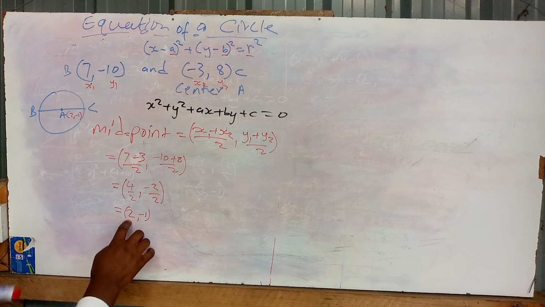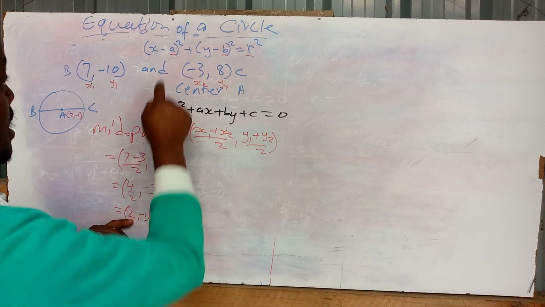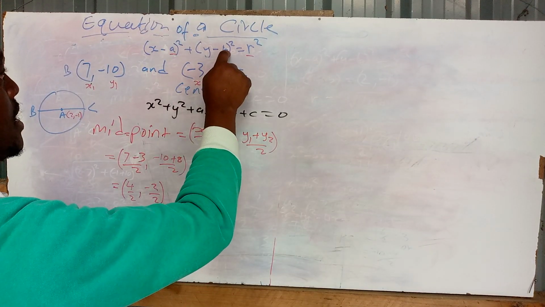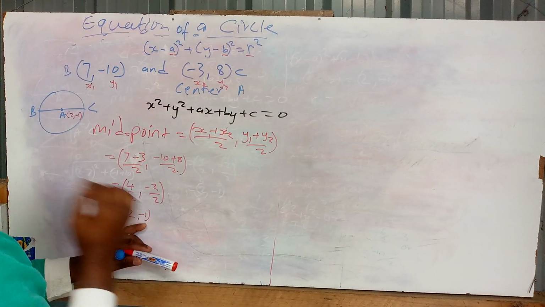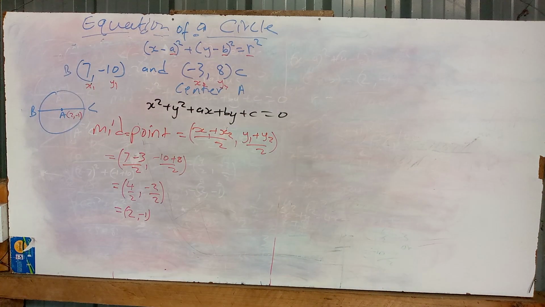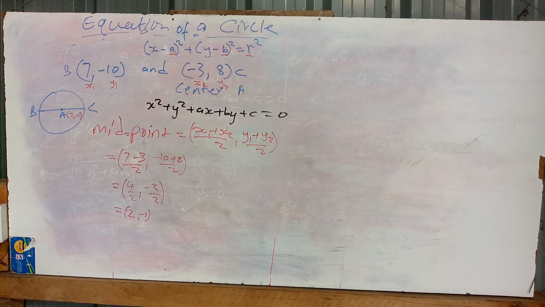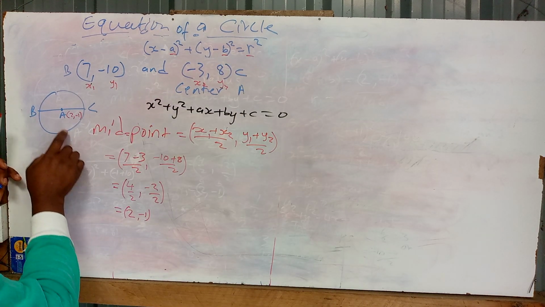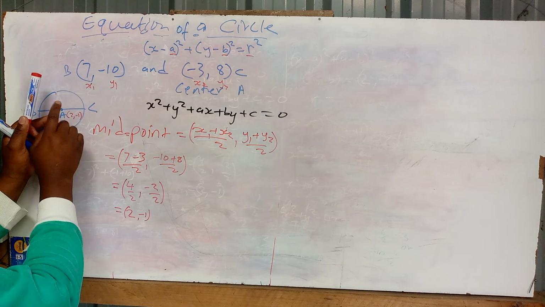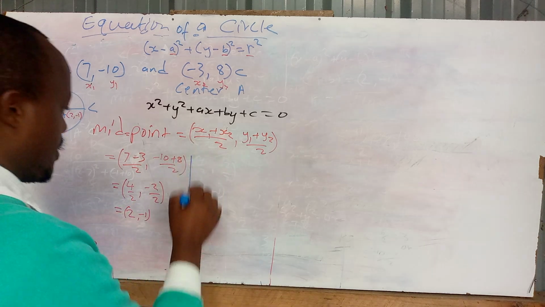That is now the center. So we already have the center: a is equal to 2 and b is equal to minus 1. Now what is r? r is the radius of the circle. The radius of the circle can be found as the magnitude of BA or the magnitude of AC, whichever you prefer.